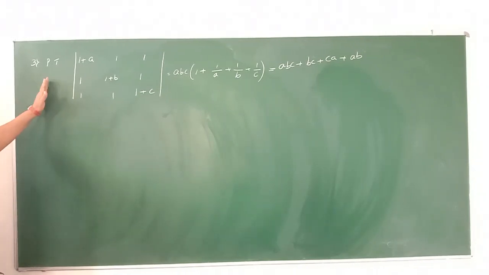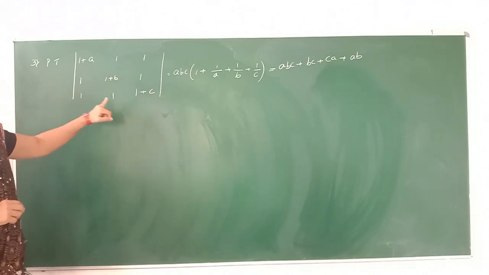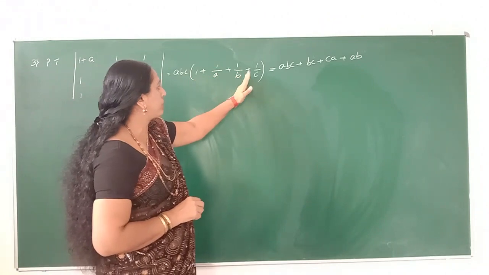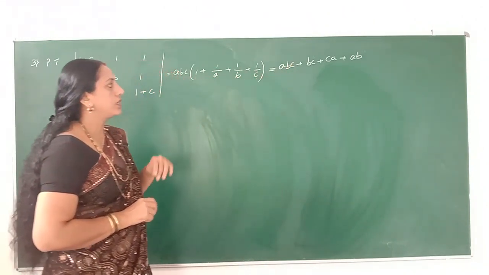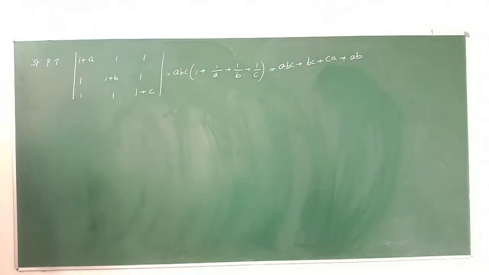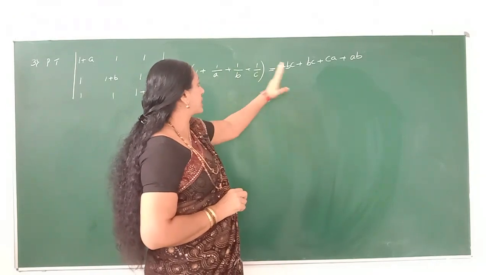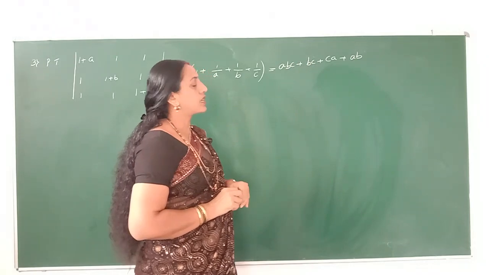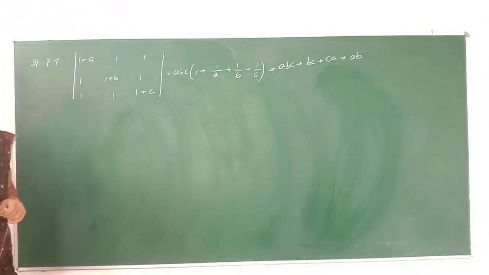Next one. Prove that the determinant of 1 plus A 1 1, 1 1 plus B 1, 1 1 1 plus C equals ABC of 1 plus 1 by A plus 1 by B plus 1 by C. Otherwise it can also be written in the form of ABC plus BC plus CA plus AB. After simplification, it is in the form of ABC of 1 plus 1 by A plus 1 by B plus 1 by C.